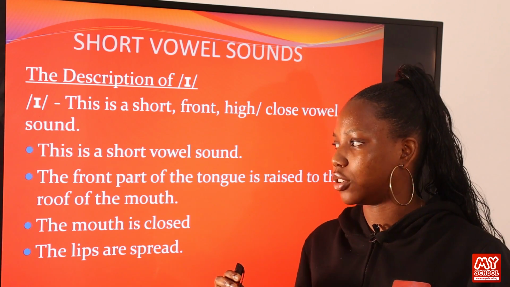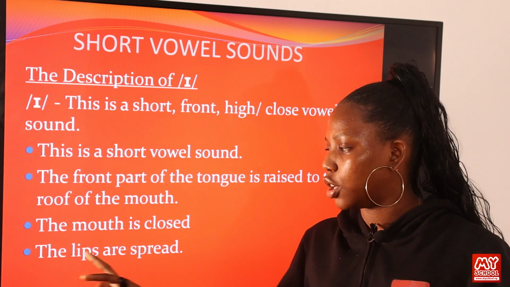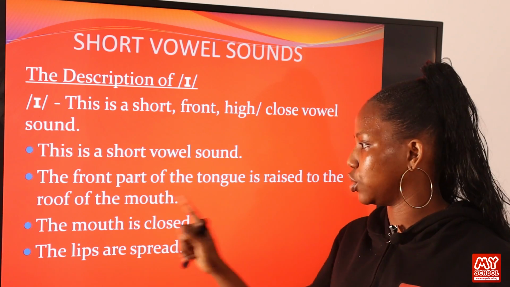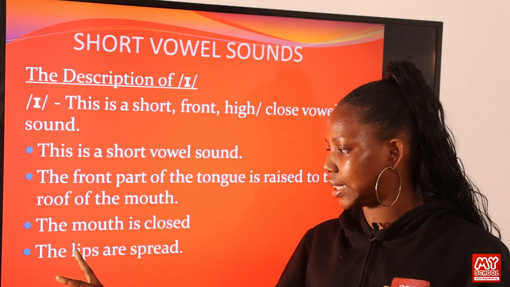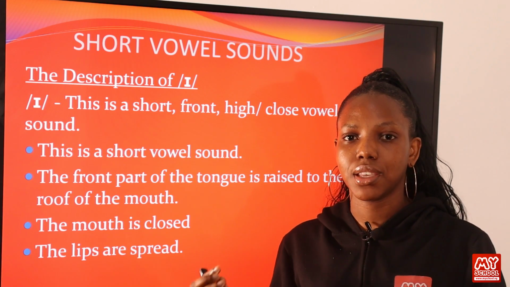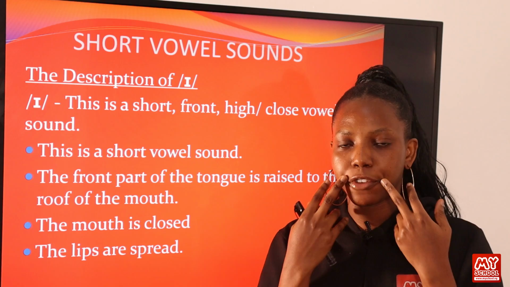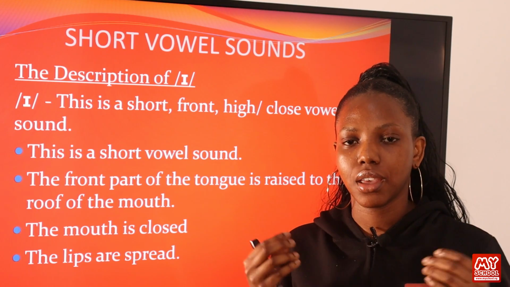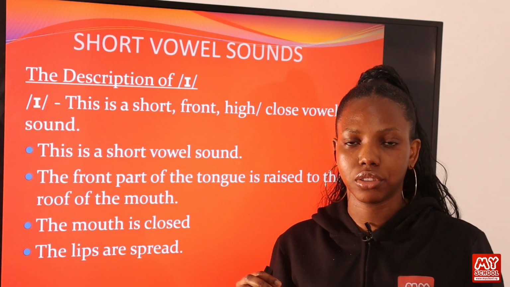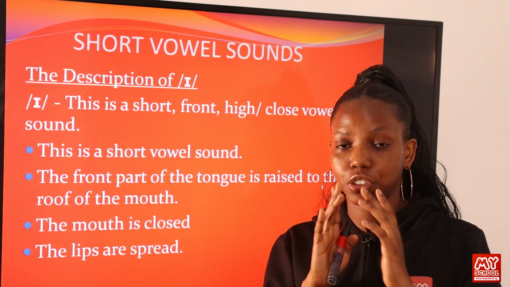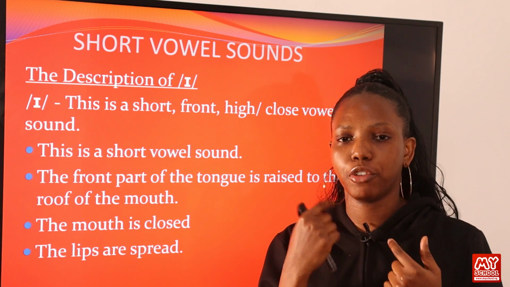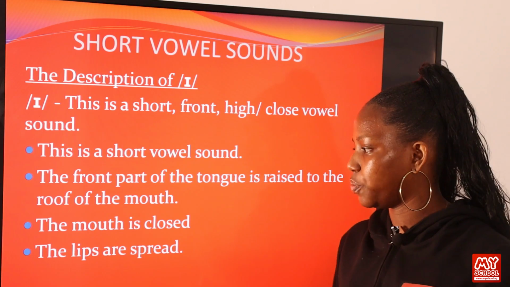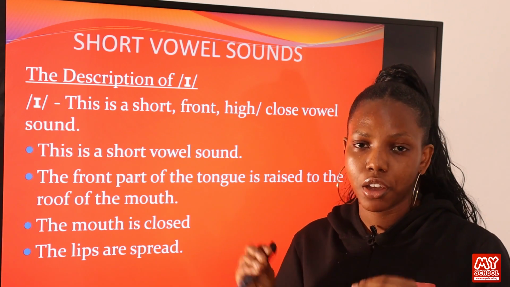And how do we articulate this sound? By knowing the description, you can articulate the sound. Do not forget that the lips are spread. So this is a short vowel sound first. The front part of the tongue is raised to the roof of the mouth. The mouth is closed and the lips are spread. So let's articulate E, E. Now you can feel that this part of your face is spreading. E is a very short sound. And you can feel that the front part of your tongue, not the tip, but the front part of your tongue, is raised to the roof of the mouth. E, E. So let's take a look at letters of the English alphabet that represent this sound.